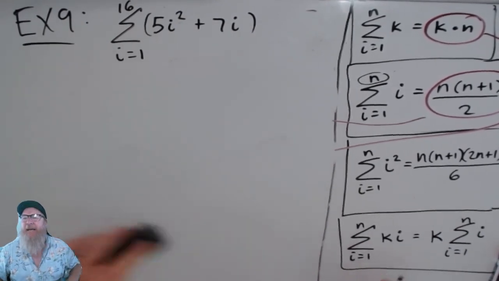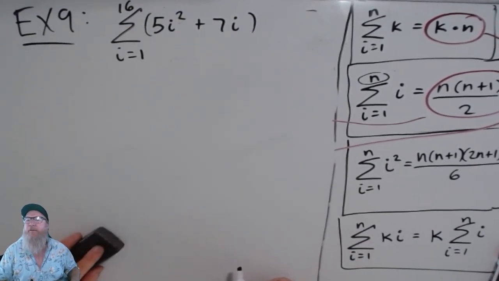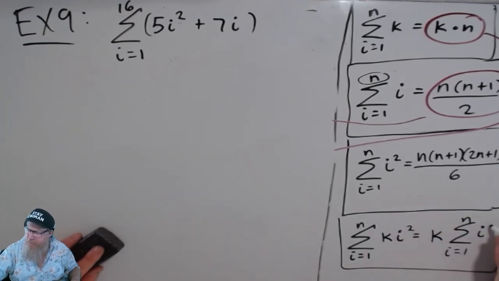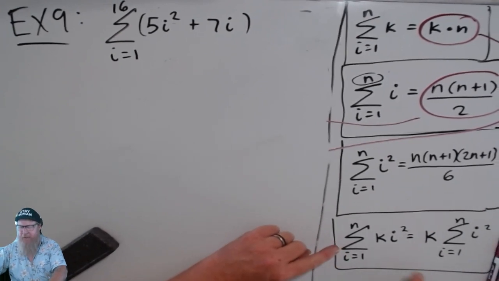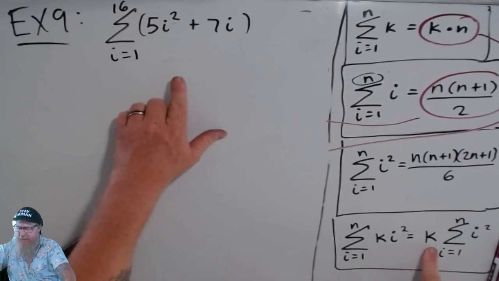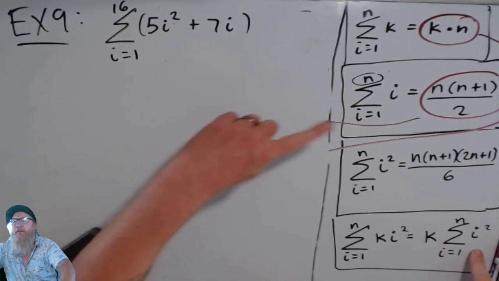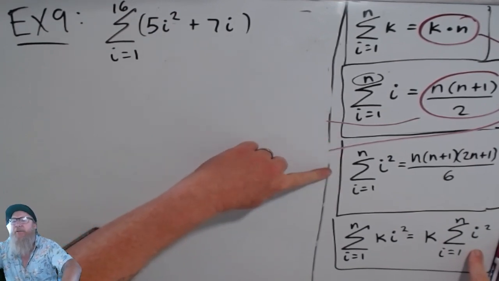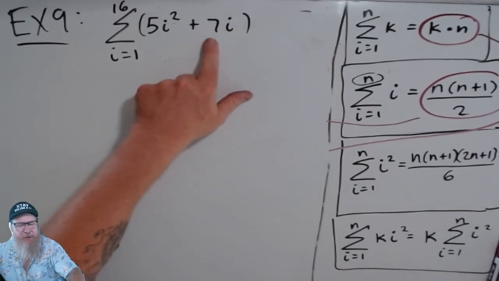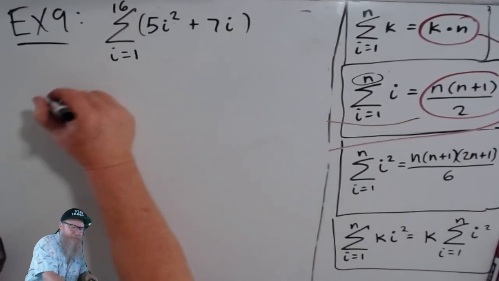So this would be like adding up 16 rectangles. Okay, and then we're going to use this version 2 of this fourth rule here, where if you have a k i squared, the constant k pulls out in front of the summation, and then you just apply the formula for the summation.